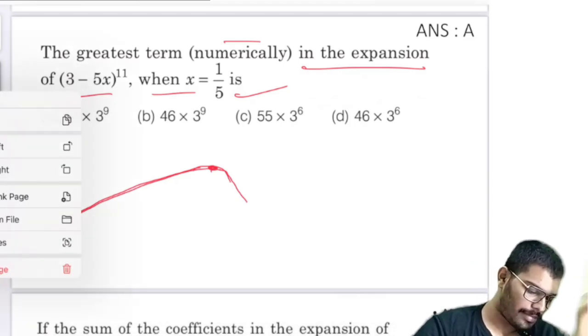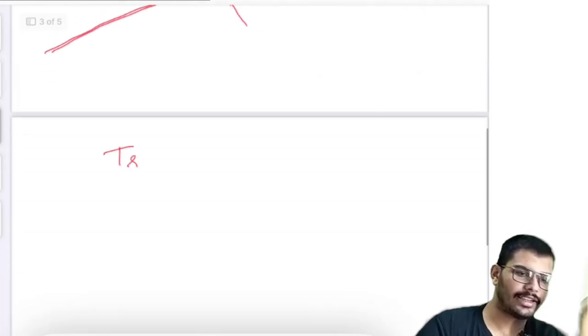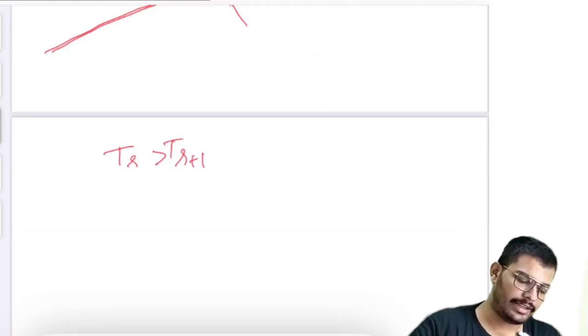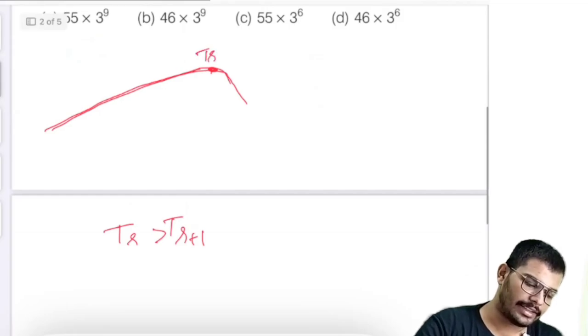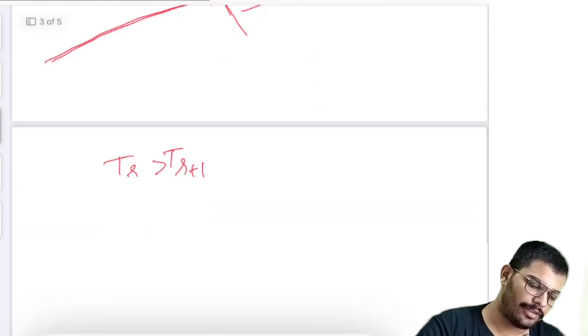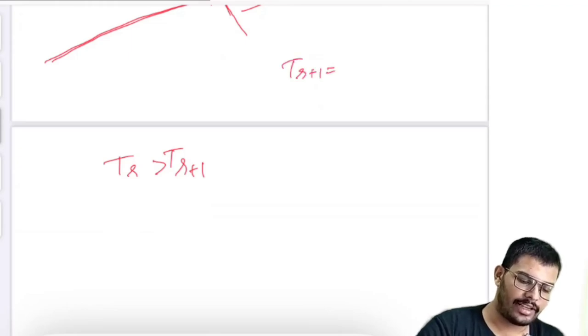Now let us assume that the rth term is the highest term, which means the r plus 1th term will be smaller. The logic is: the rth term is the highest term, let it be tr, greater than the next term tr plus 1. Now what is the equation for tr plus 1? Tr plus 1 equal to ncr a raised to n minus r b raised to r.